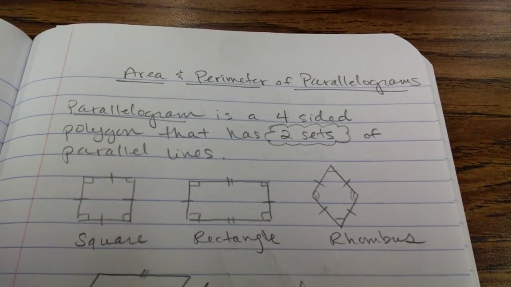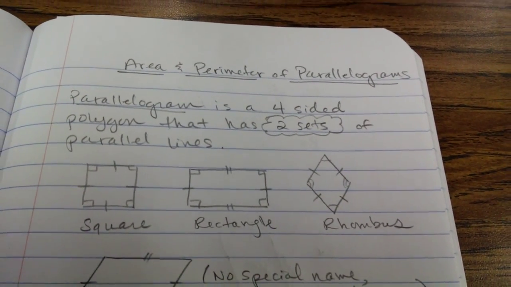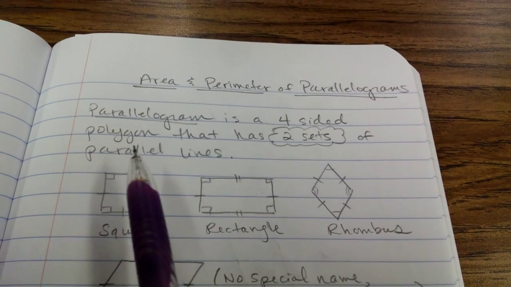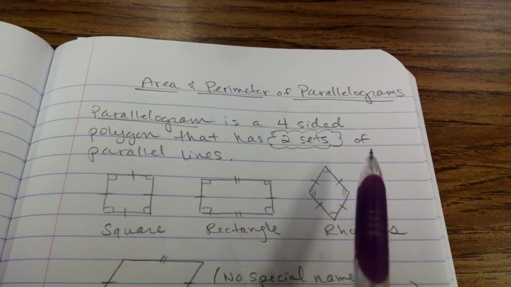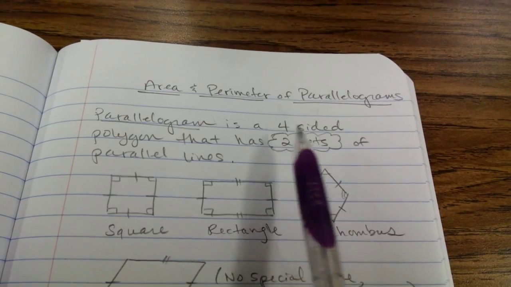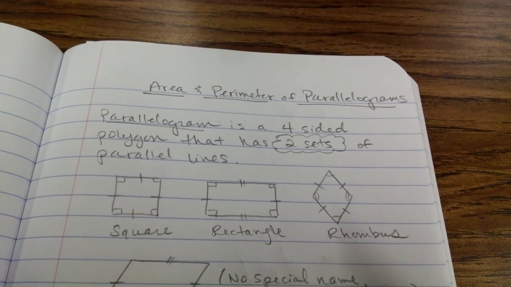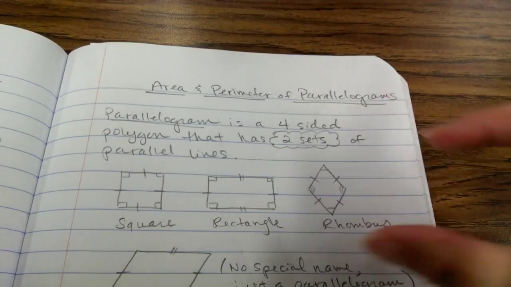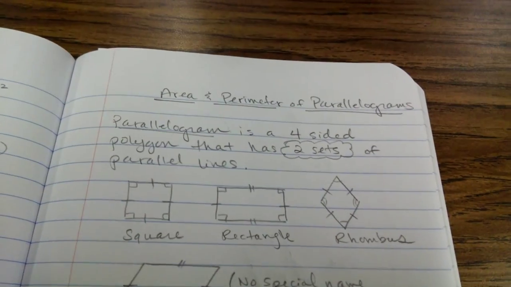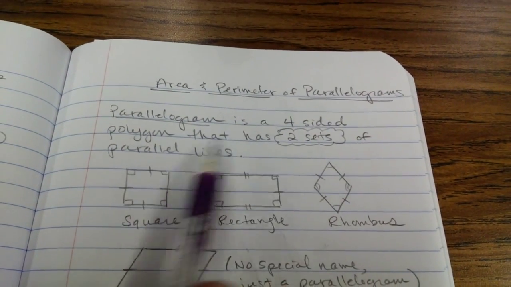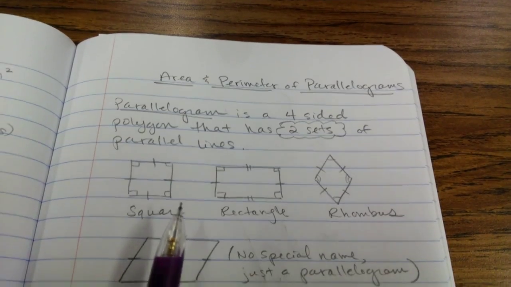Okay, let's talk about area and perimeter of parallelograms. A parallelogram is a four-sided polygon that has two sets of parallel lines. Now, I usually say the two sets are like two sets of train tracks. You've got train tracks going horizontally and then maybe vertically or diagonally. So it's got two sets of parallel lines, two sets of train tracks.